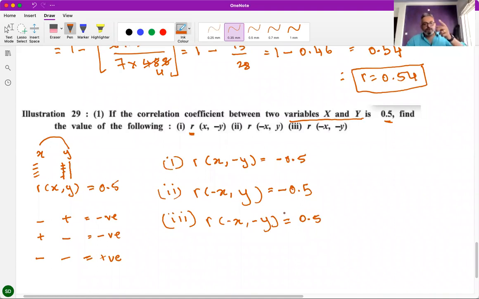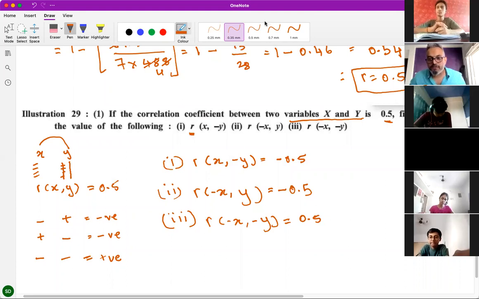Because when you do x into y, this will become positive. When you take x square, that will be positive. When you take y square, that will also be positive. Understood there, students? This is a property of correlation coefficient. Is this clear? Any doubt?